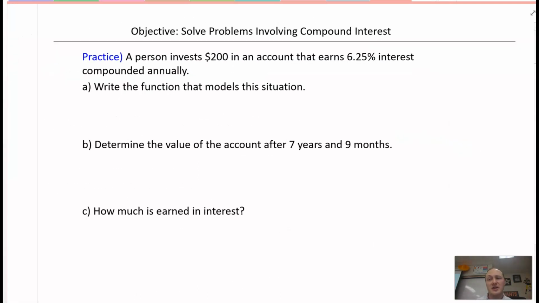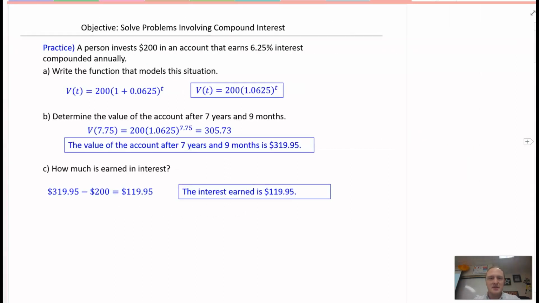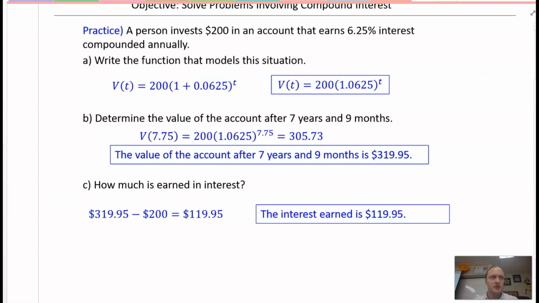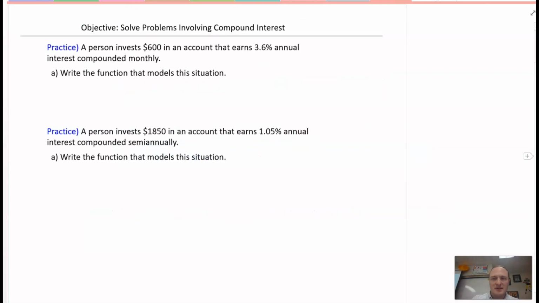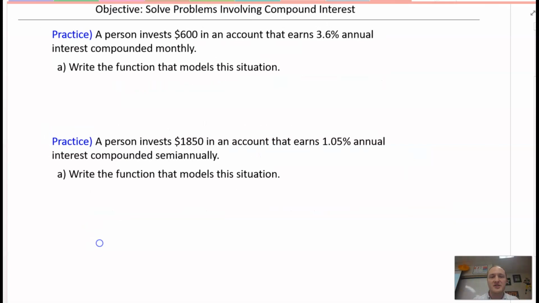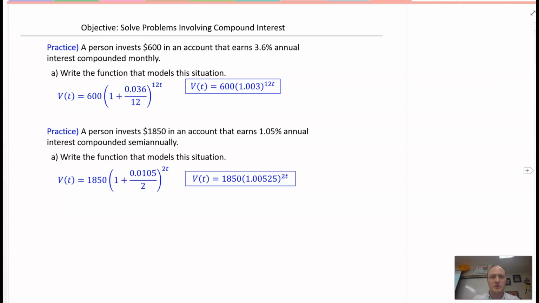Please go ahead, pause the video, try this, and I'm going to show the answers. All right. Hopefully you have tried this. Here are the solutions. Okay, and then here is the next practice problem. Please pause the video again. Please try these. Okay, and here are the solutions.